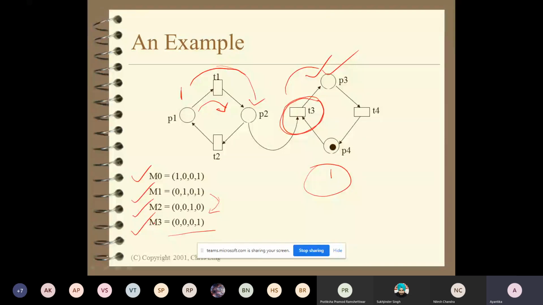Now from M2 to M3, your token is in P3. From here, you have one transition T4 and you again get back one token in P4. Now you think, from P4, these tokens can only move in this direction, right?